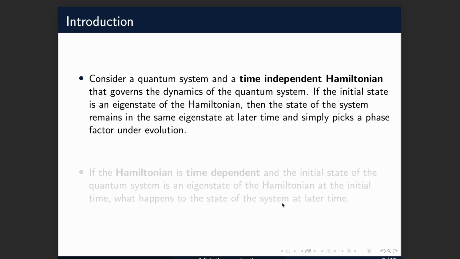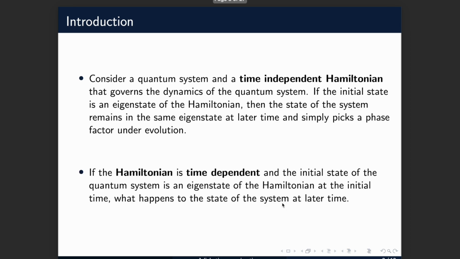What happens to the state of the system when the Hamiltonian is time dependent? So you have the initial state as an eigenstate of the Hamiltonian at time t equal to 0. Will it remain as the eigenstate at a later instant of time?